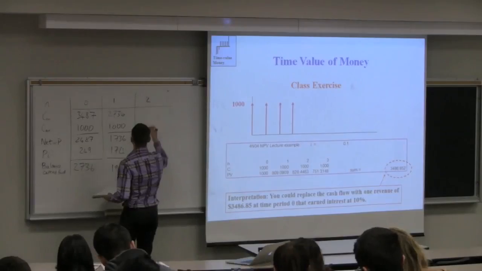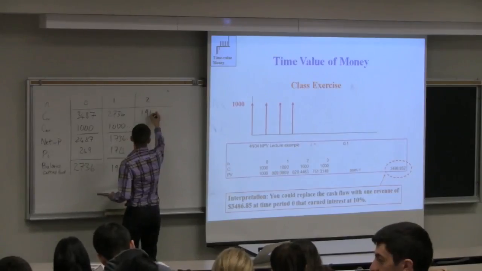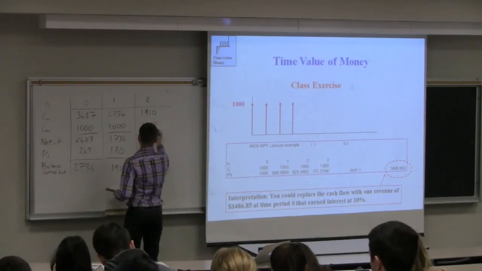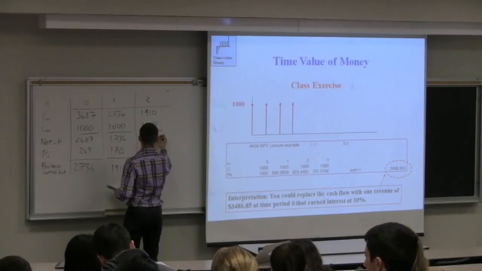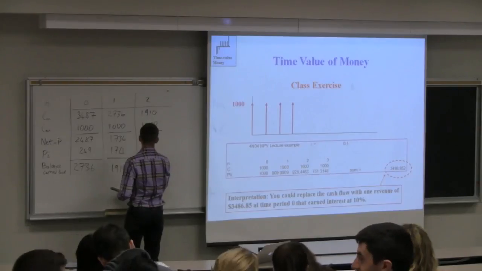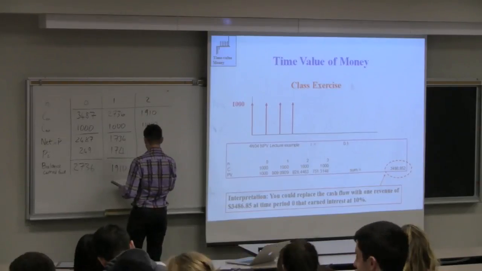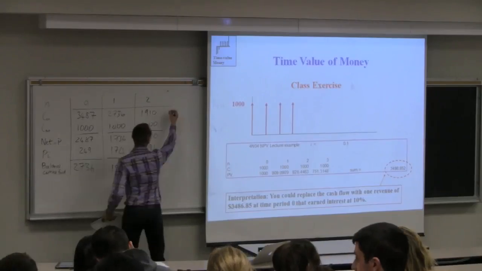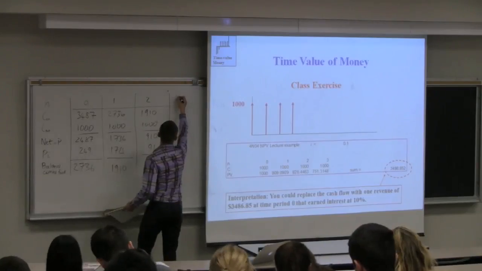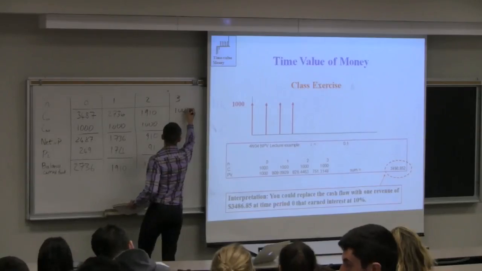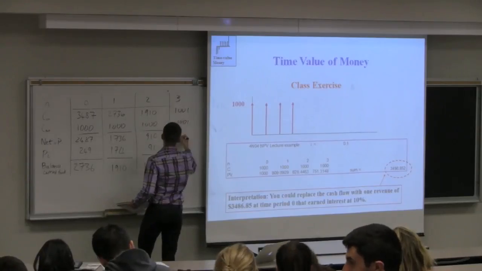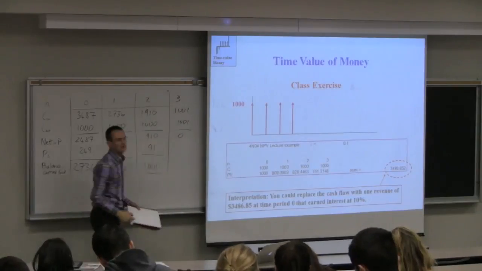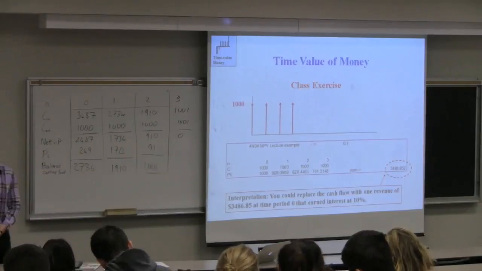We repeat that for another period. $1,910, I draw $1,000 out to spend. I'm left with $910, which I invest. I get about $91 of interest, and that leaves me with $1,001, which then in my final year I spend, and I'm left with $1,000.